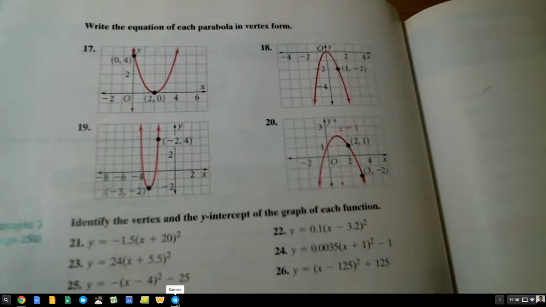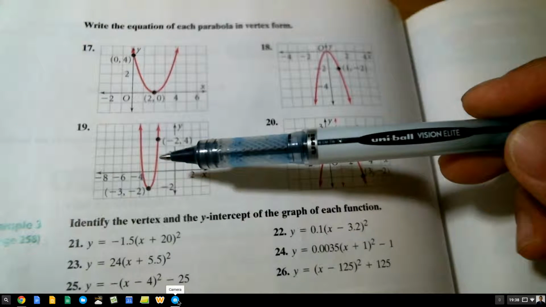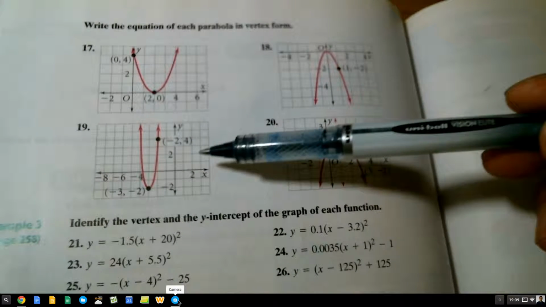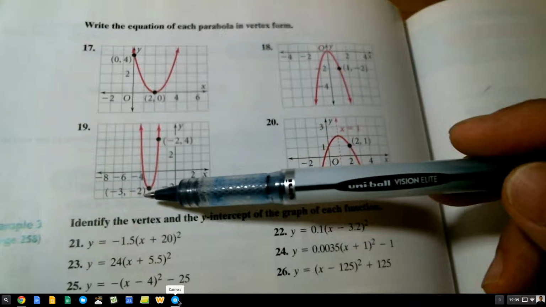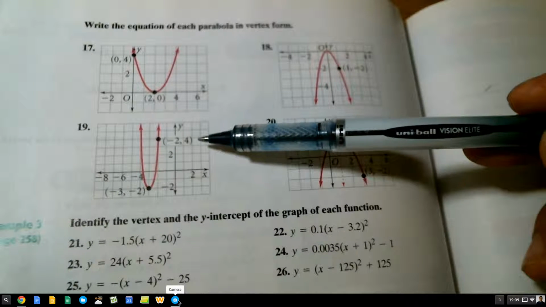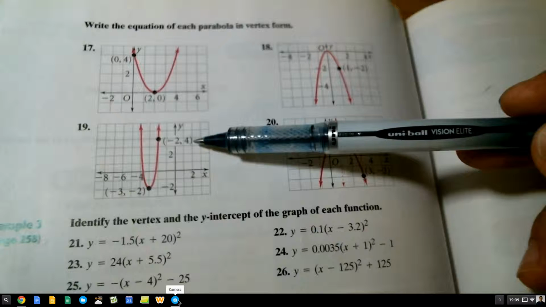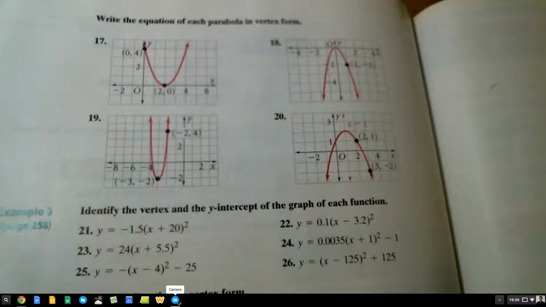Okay, so let's take a look at number 19. The direction says write the equation of each parabola in vertex form. So we're given this parabola, and our job is writing the equation in vertex form that represents this parabola. Notice that we have a vertex of -3, -2, and we have a random point, -2, 4. So let's get started on that.